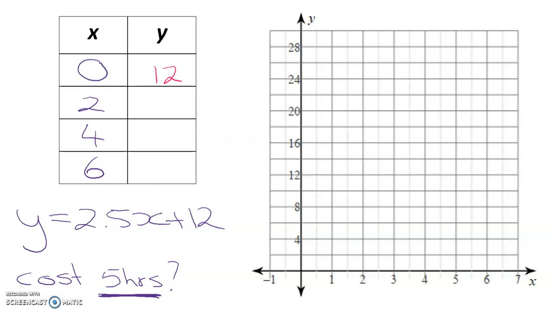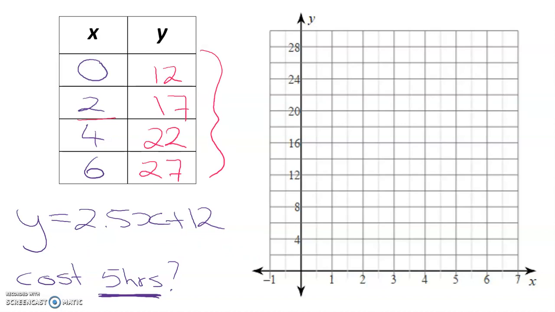And we expect that to be the case because 12 is our initial value, or y-intercept, and at the y-intercept, x always equals 0. Now let's try x equals 2. 2.5 times 2 plus 12 is 5 plus 12, and that equals 17. And we continue doing this with 4 and 6 to fill the table. Once we have these values, we plot them onto our grid.